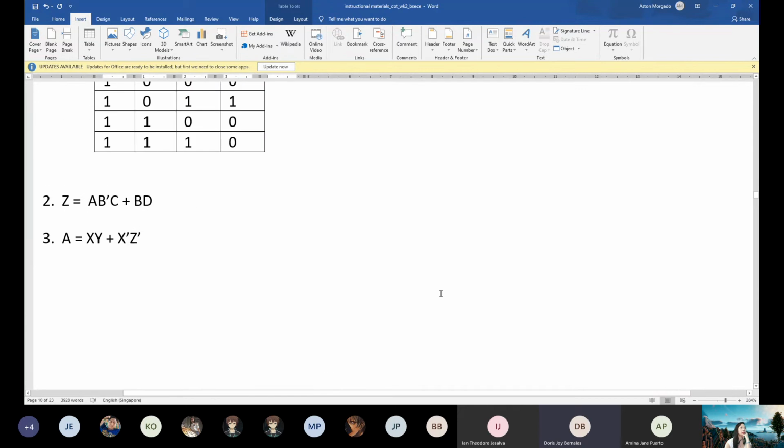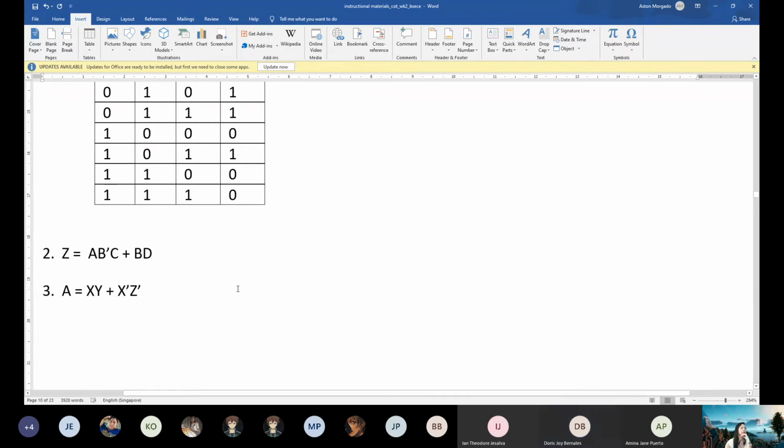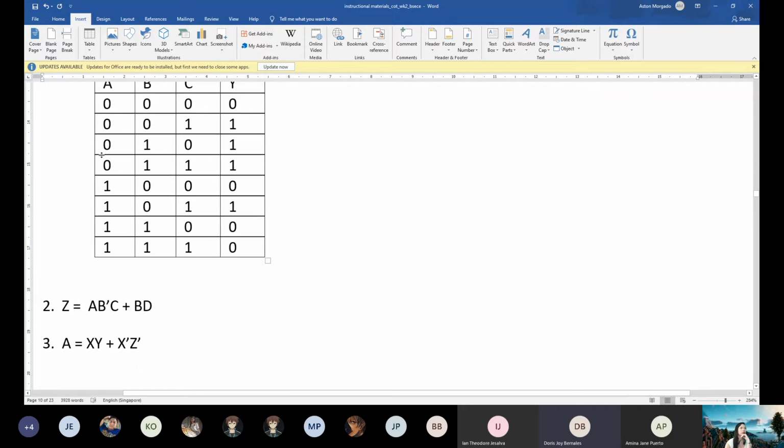Let's do number 2. How about number 2 here? AB prime C plus BD. How many inputs for number 2? Four. Okay, so we now have 4 here.